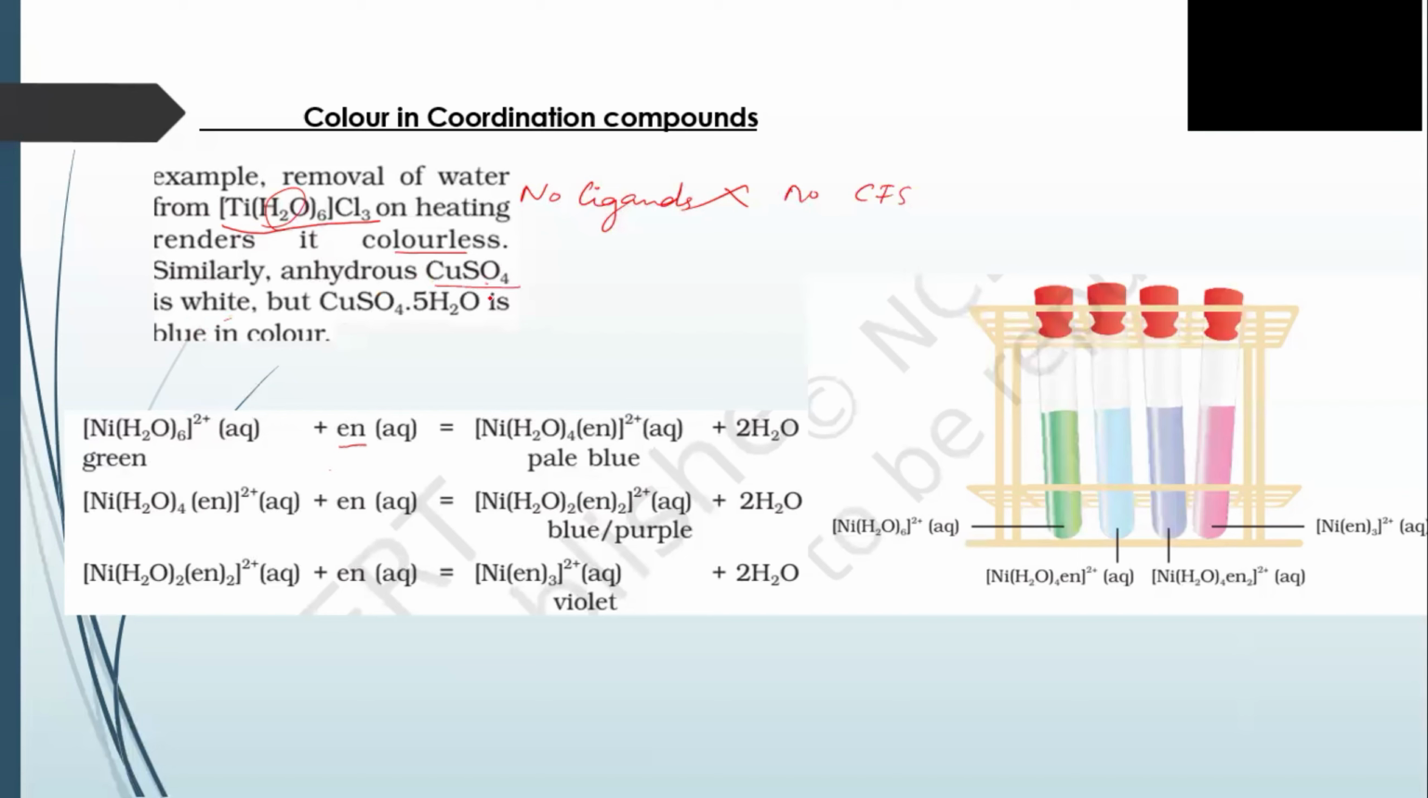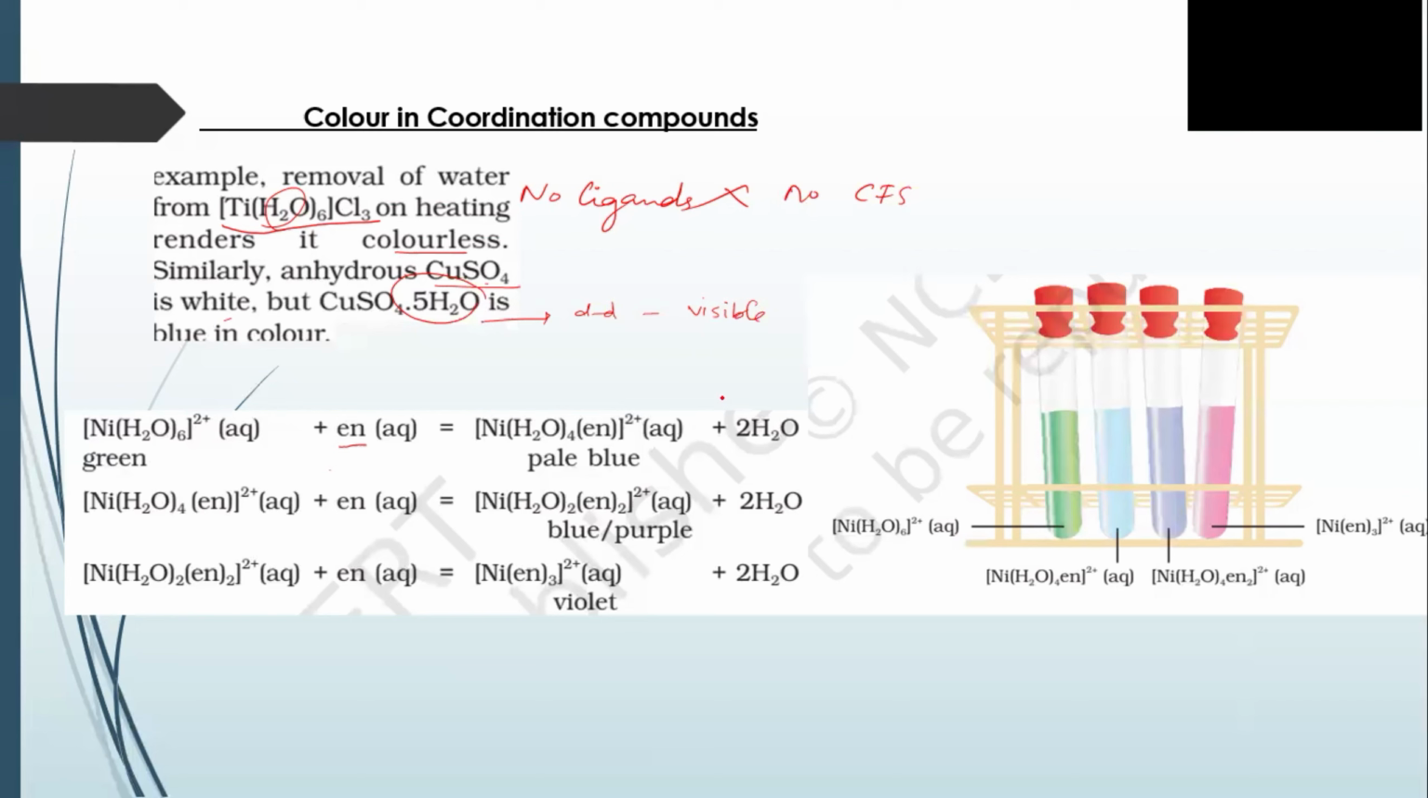The normal copper compound is white, but copper sulfate pentahydrate, CuSO4·5H2O, is blue in color. Because here the H2O molecules are acting as ligands, this becomes a coordination complex, and there is d-d splitting corresponding to the visible region. So the energy corresponding to the visible light is absorbed, and the complex will appear in the complementary color of the radiation that has been absorbed.